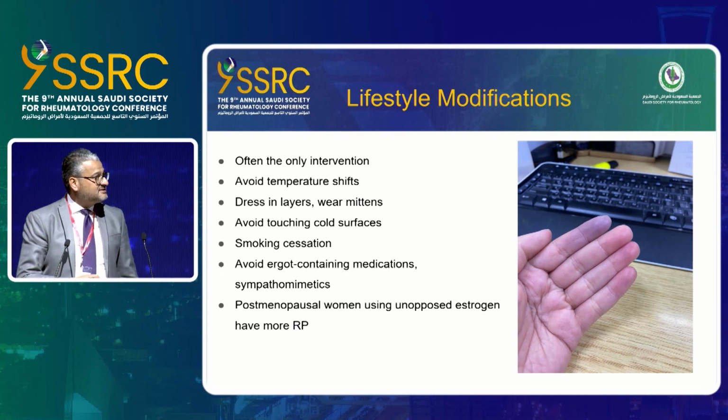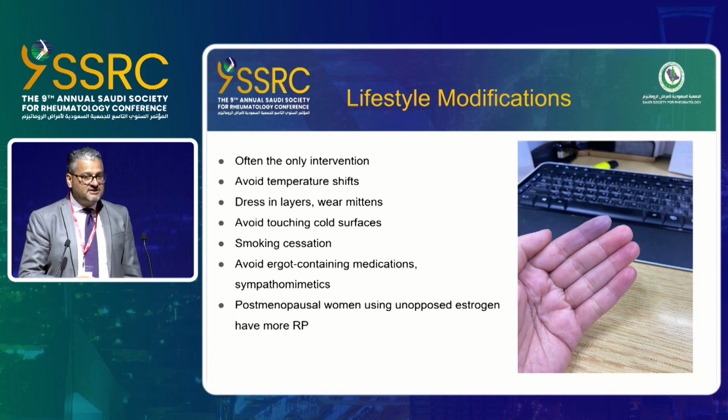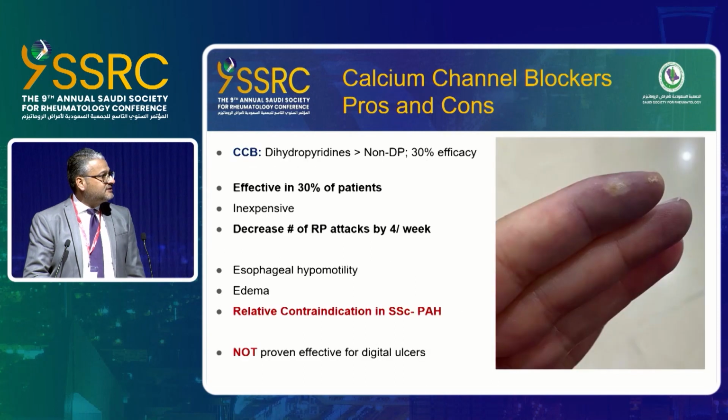Lifestyle modifications. There's a lot: wearing mittens, rewarming the core part of the body, especially the chest. Rewarmers. We see these days patients are buying rewarmers. Smoking cessation. Sometimes estrogen hormonal therapies can worsen Raynaud's phenomenon.